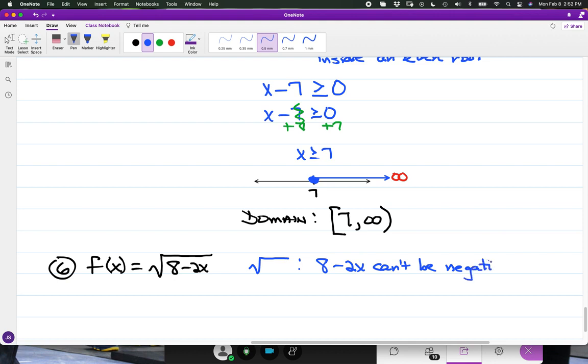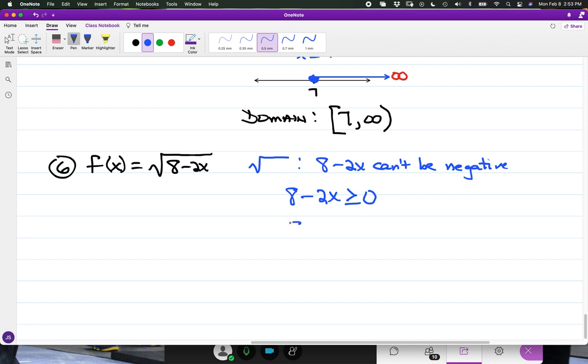So 8 minus 2x cannot be negative. And just for the setup, finding out what values of x will keep f of x as a real function. Okay, so 8 minus 2x can be 0 and it can be positive. And looking at isolating the x term, if I take 8 away from both sides, we're now going to have negative 2x is greater than or equal to negative 8.